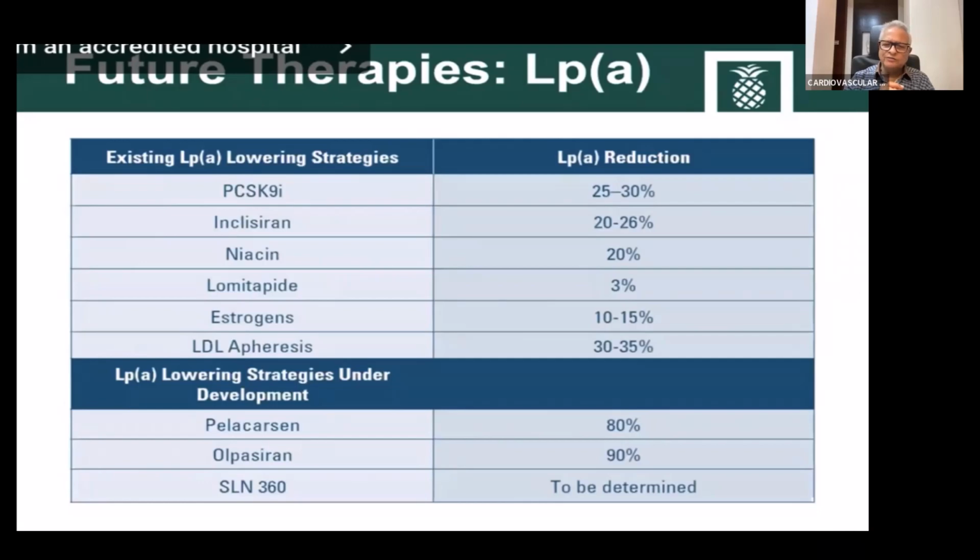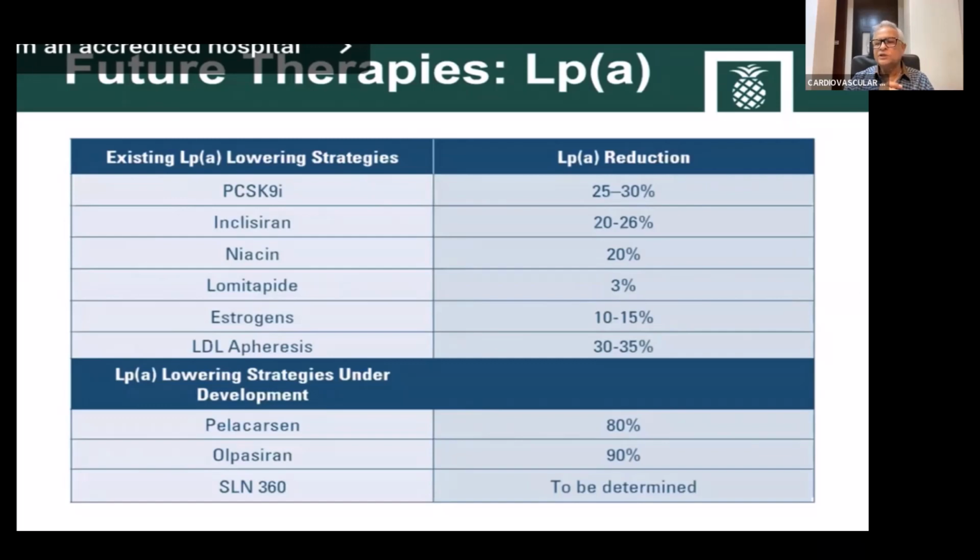So LDL apheresis is very expensive. You need to do it twice a month. It costs about $3,000 to $4,000 US dollars. In India, I don't think we do LDL apheresis. So newer drugs have come and they are very translational. Pelacarsen reduces LPA by 80%.